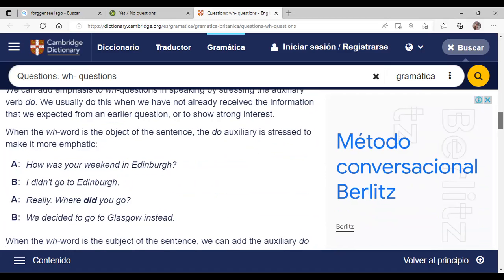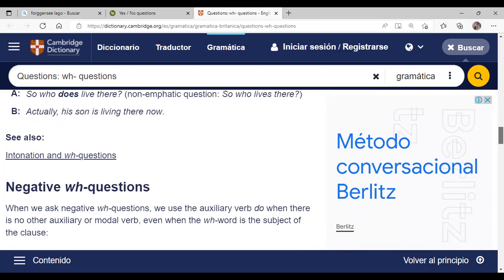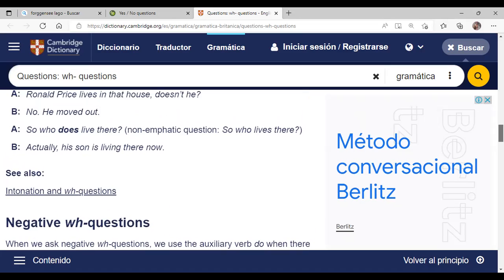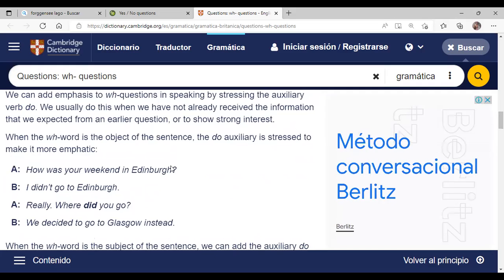Here we have more examples of WH questions. And we also have the intonation of how to read a question using a question word. Remember, guys, that the question words are always emphasized when you are pronouncing or when you are reading them. The question words are always emphasized, as well as the nouns, adjectives, and verbs.